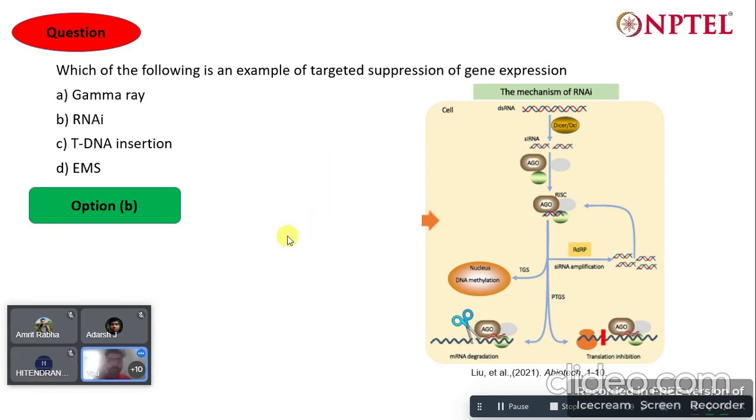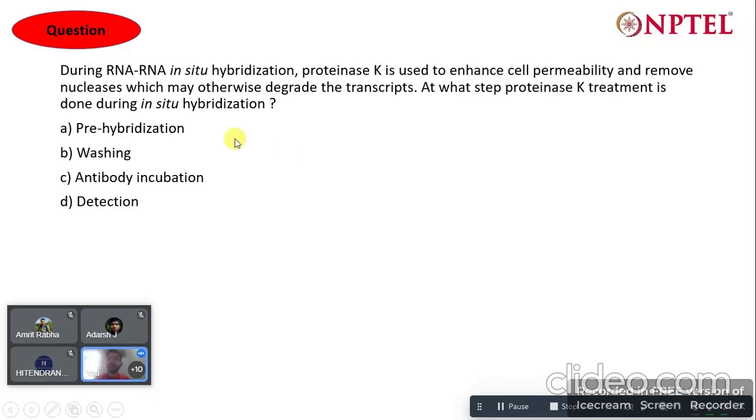Okay, any more doubts? If not, we'll move to the next question. The next question is, during RNA in situ hybridization, proteinase K, that is a protease, is used to enhance cell permeability and remove nucleases which may otherwise degrade the transcripts. At what step is proteinase K treatment done during in situ hybridization? The options are pre-hybridization, washing, antibody incubation, and detection.